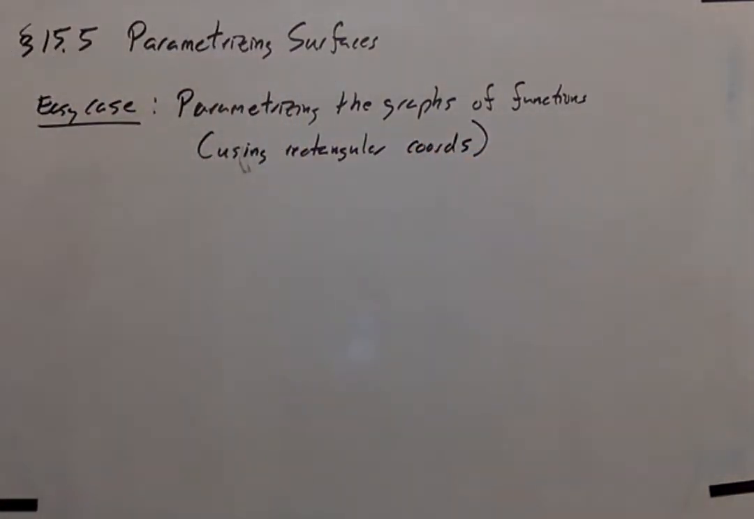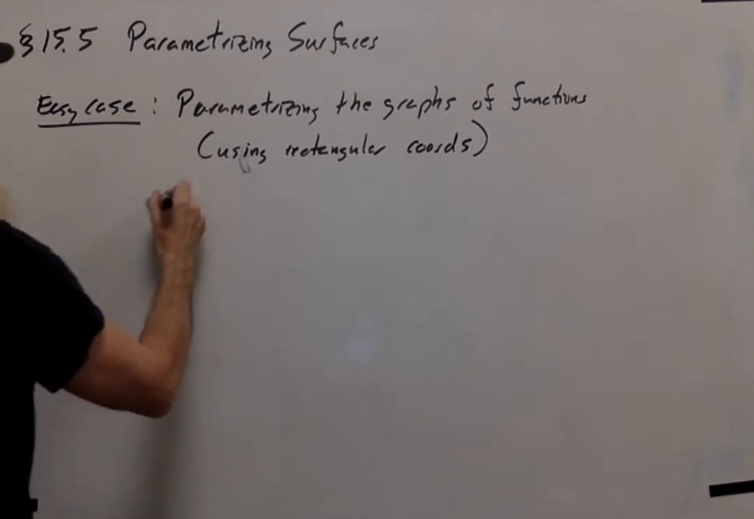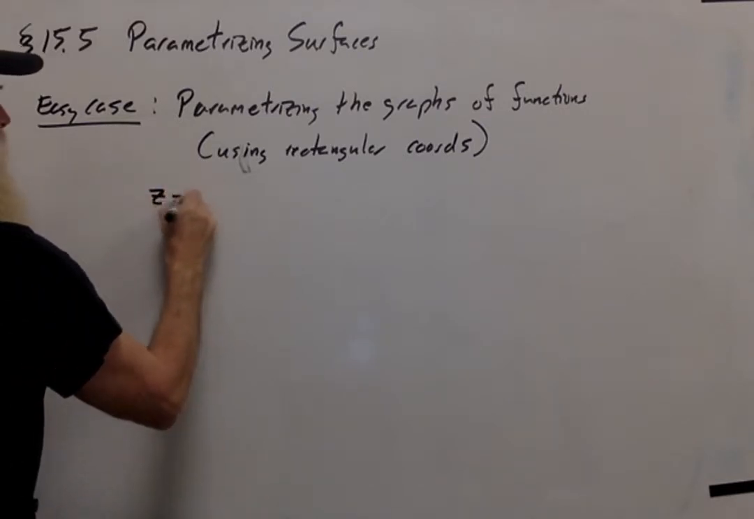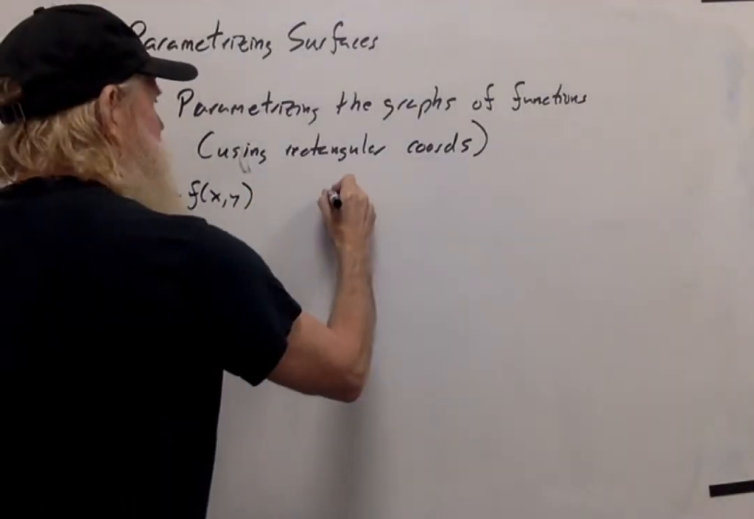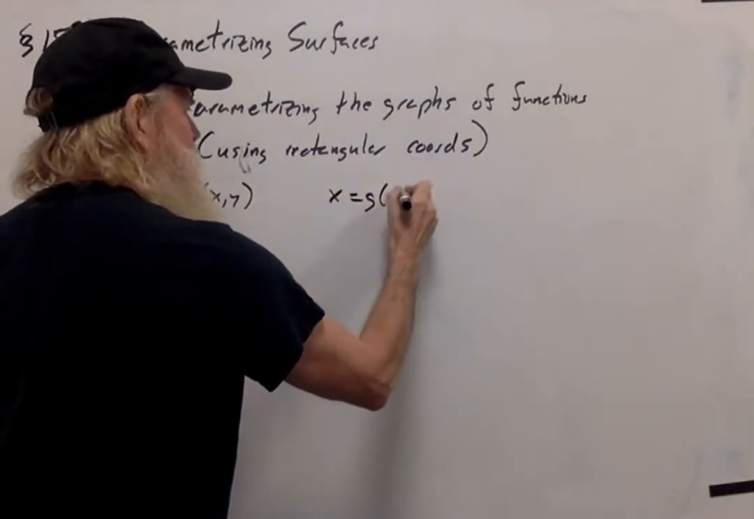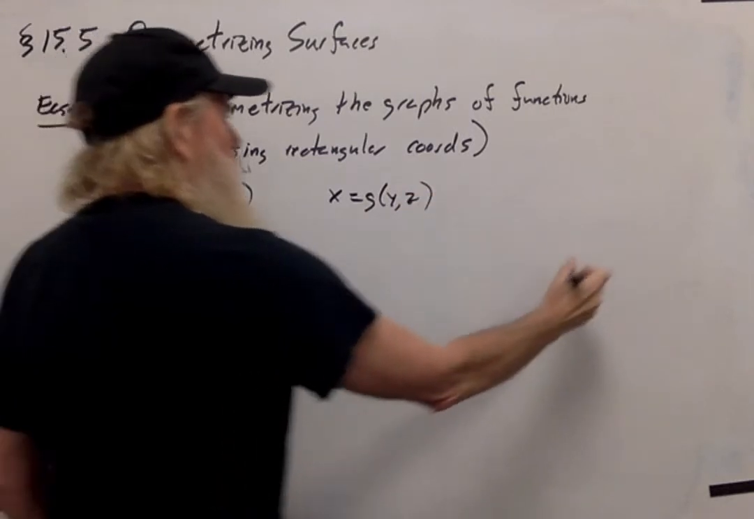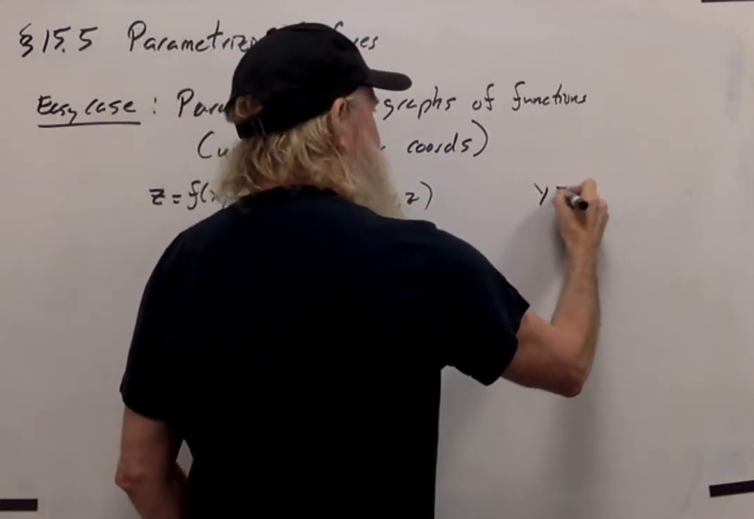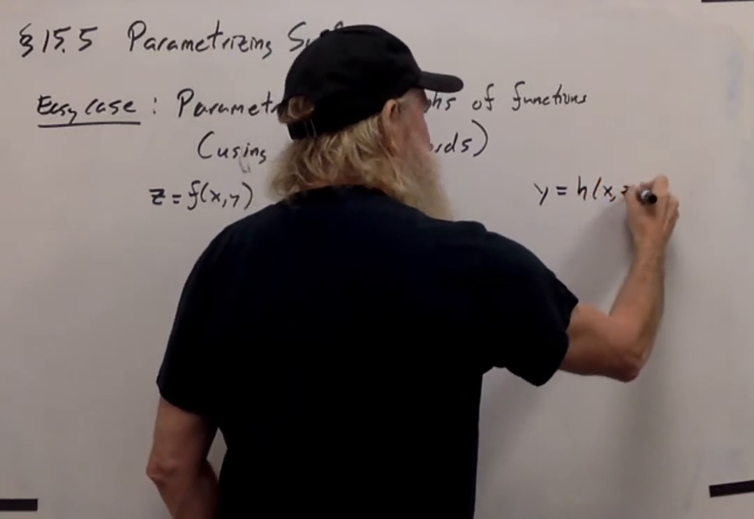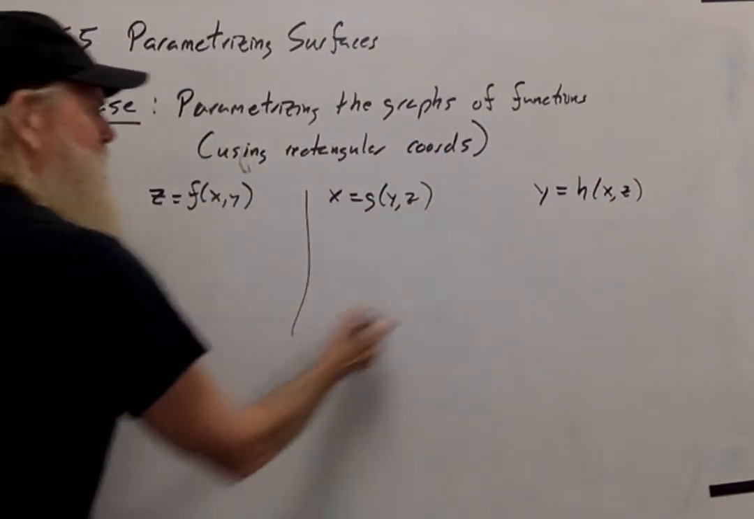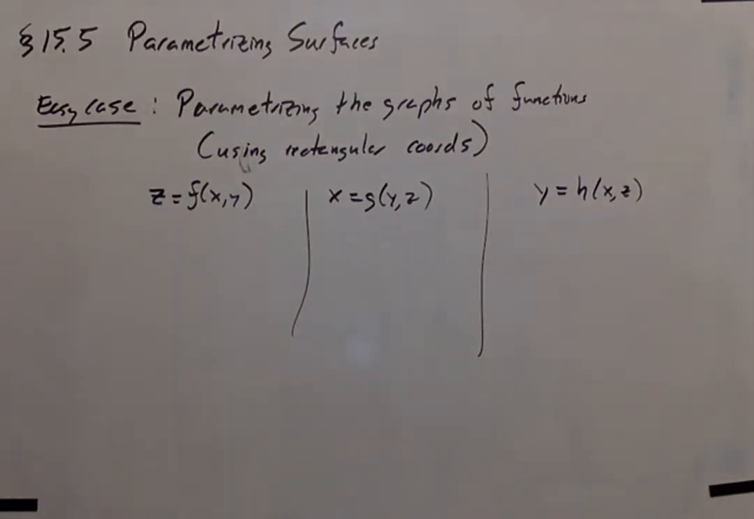Now, when I say that I'm parametrizing the graph of a function, I mean that I'm going to be able to explicitly write z as a function of x and y, or maybe x as a function of y and z, or maybe y as a function of x and z. Now, in each case, since I'm parameterizing a surface, I'm going to be able to use two parameters. For now, let's call those parameters u and v.